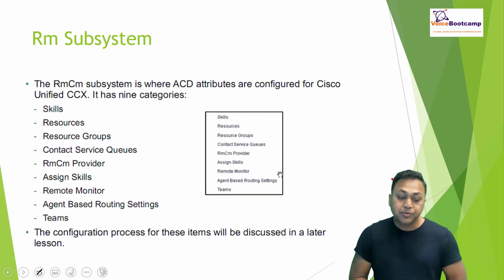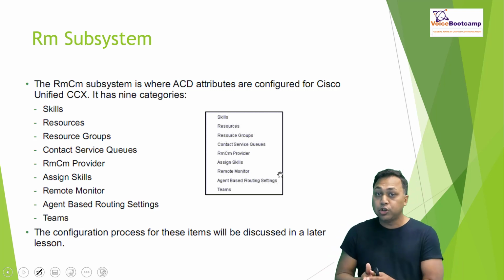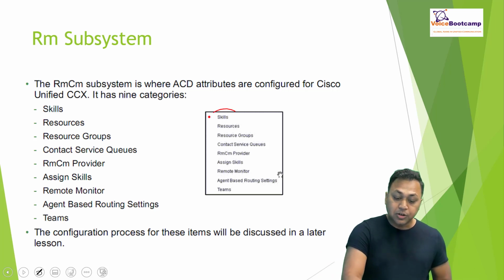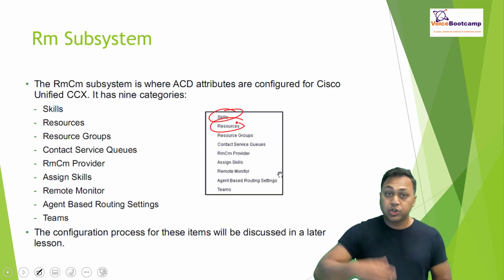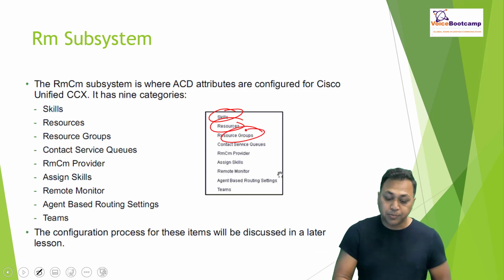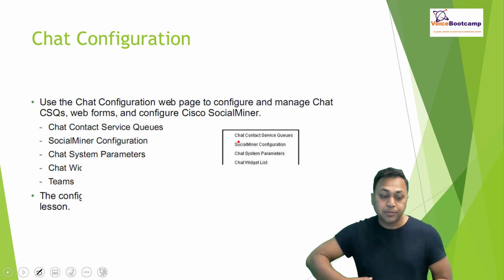Then RM subsystem, this is the subsystem that is responsible for managing the agents and their phones and the status of those phones. Under the RM subsystem, you can configure skills, resources, which are agents, groups, assigning them to groups like sales and support, your queue, provider, assign skills, many other options.